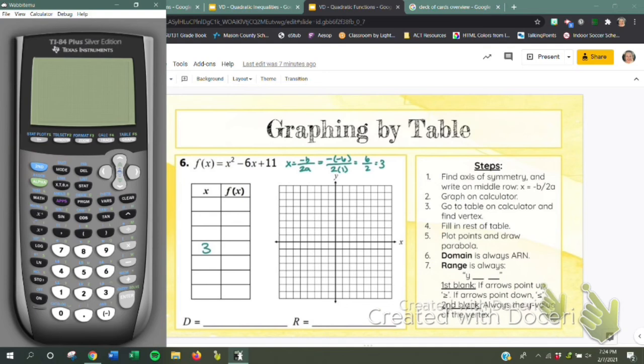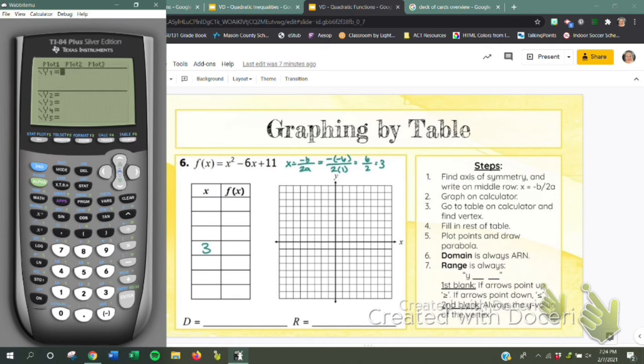So now that we have found our x value for our vertex, or also known as our axis of symmetry, we are going to graph the function on the calculator so that we can copy down the table, because who really wants to plug in 7 different x values? So here is the y equals button. Here is the graph button. Those are the important buttons for this function.